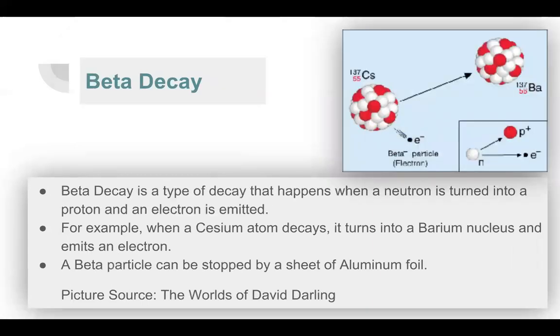Then there's also beta decay. Beta decay occurs when a neutron in the nucleus is turned into a proton suddenly, and an electron is emitted. For example, you have an element called cesium, and it turns into a barium atom because a neutron turns into a proton, and that means it turns into a bigger element. And there's also an electron in it. A beta particle can be stopped by a sheet of aluminum foil.